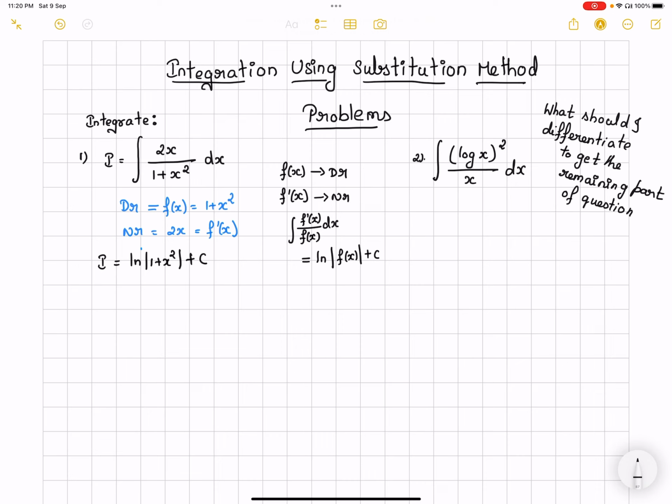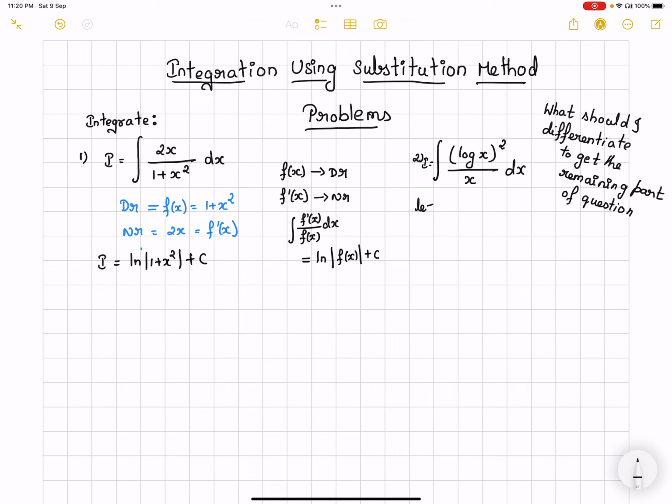So here, let me consider this as I is equal to. Now, what should I differentiate so that I get the remaining part of my question? Here I have log x. When I differentiate log x, what would I be getting? 1 by x dx. You might think, why didn't she choose 1 by x? When I take 1 by x and differentiate, I'm not getting log x. I need to get it in that pattern so that I can easily substitute and integrate. So let's check here.